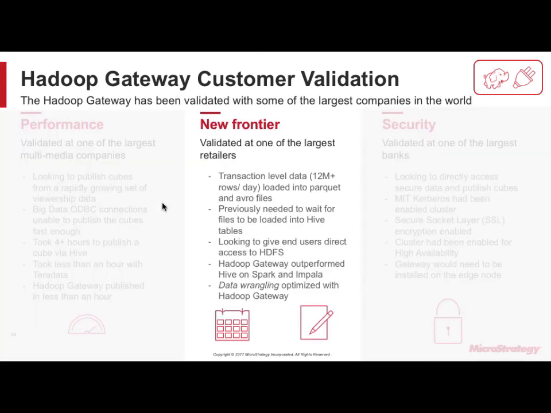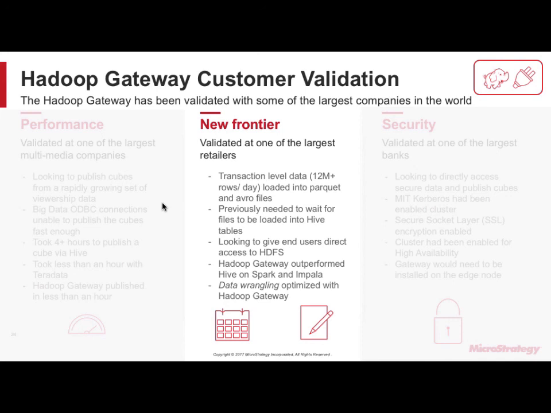gateway. So another company I went to about a month ago was one of the largest retailers in Europe. Last year, executives at this company had begun heavily investing in big data initiatives that would allow this customer to be more proactive in responding to market trends and sales anomalies. They began loading daily transaction data, which amounted to about 12 million rows of data per day, into Parquet and Avro files. However, they wouldn't be able to report on this data until that data had been loaded into Hive.